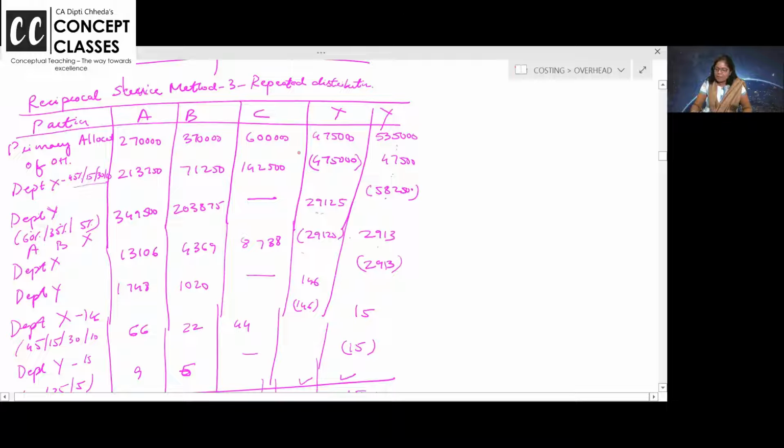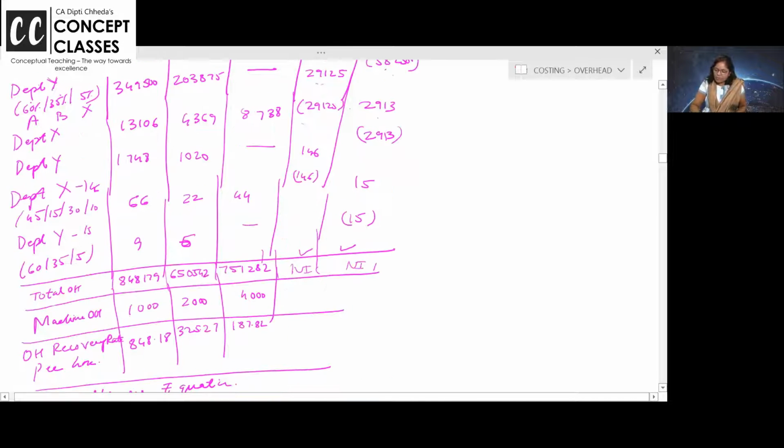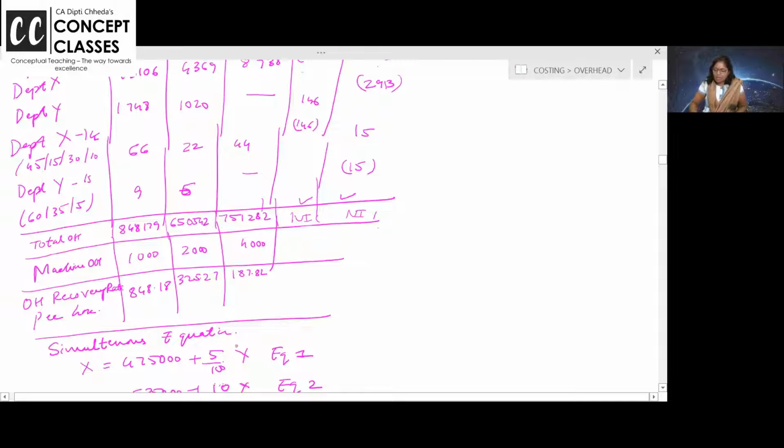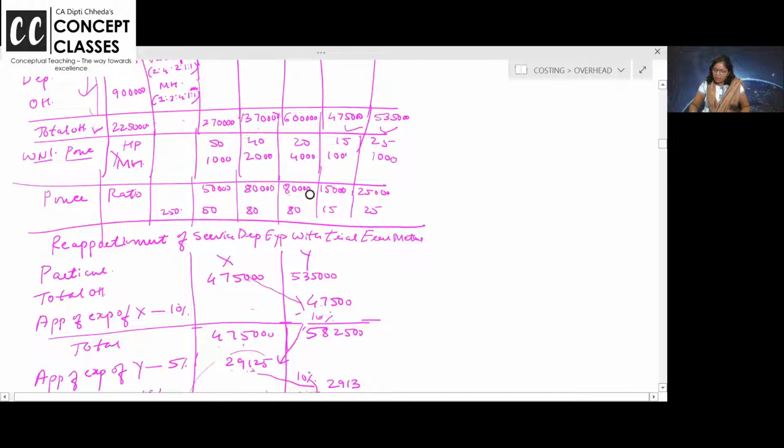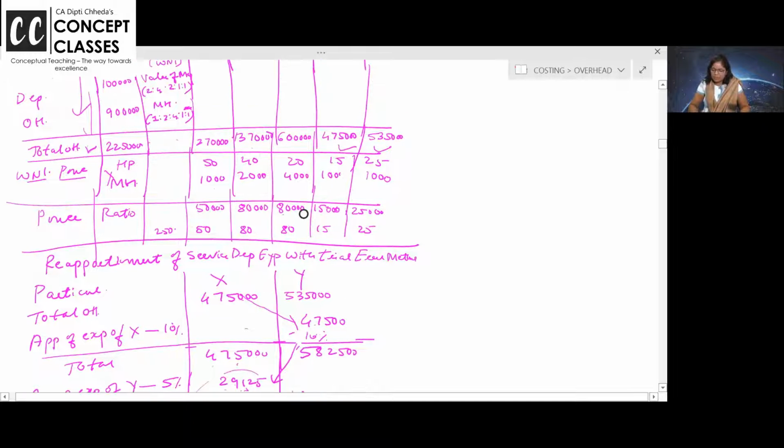ABC are production departments, XY are service departments. Service department, primary allocation. Whatever is given, just allocate it. Then X and Y department reallocate. Theek hai? X is giving service to Y also, ABC. Y is giving service to X also and AB. Again, X is giving service to Y also. This repeatedly you do till these two become nil. I hope you are getting. Service department ka jo overhead hai na, usko apportion karte karte karte, we will bring it to the production.